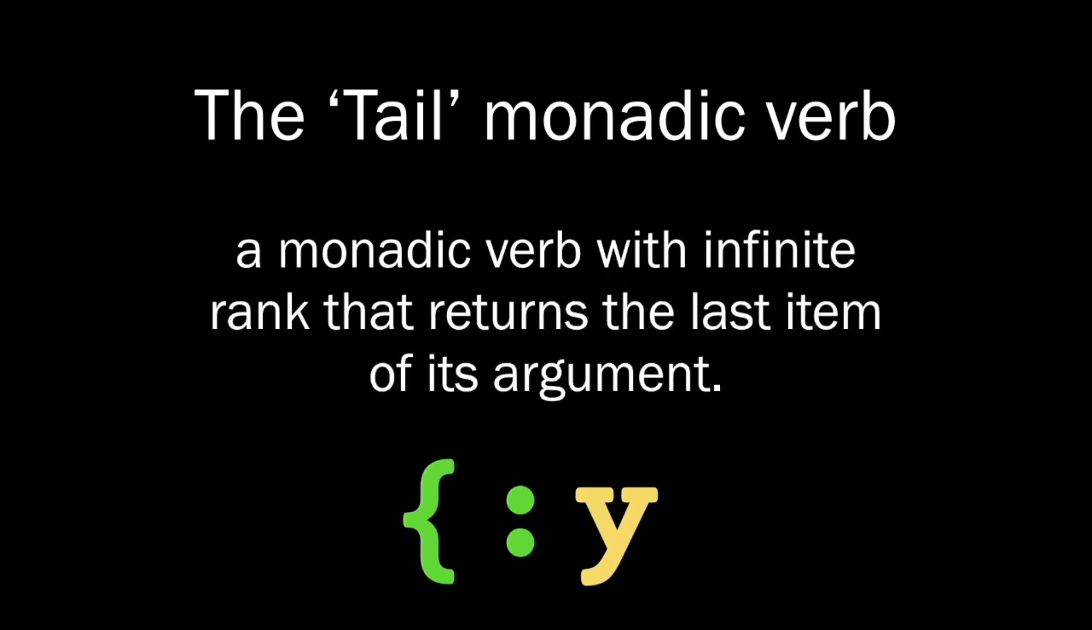That's the tail monadic verb. It's a monadic verb with infinite rank that returns the last item of its argument. Hopefully, after seeing these examples, you'll have a better sense of how to use the tail monadic verb.